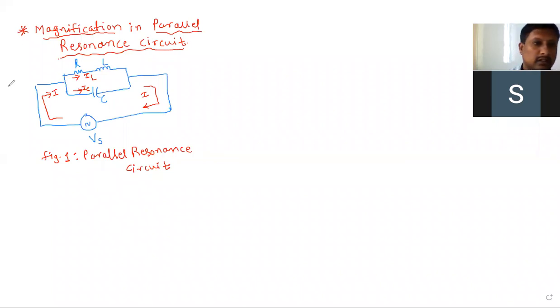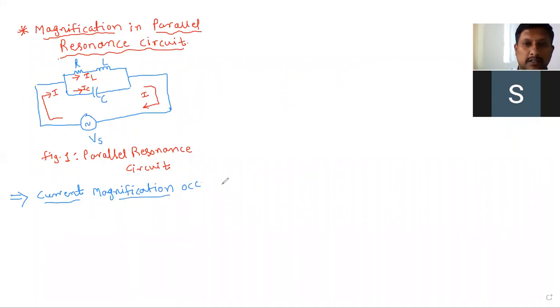The important thing is that the magnification happens with respect to current here. Current magnification occurs in a parallel resonance circuit. You can underline that.